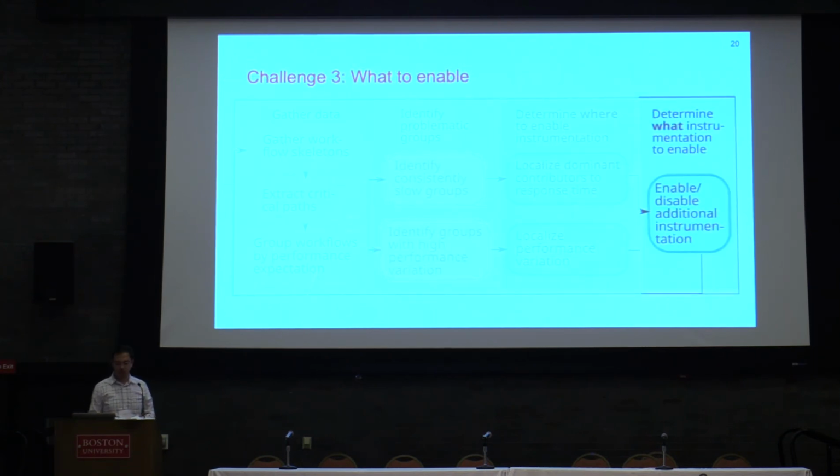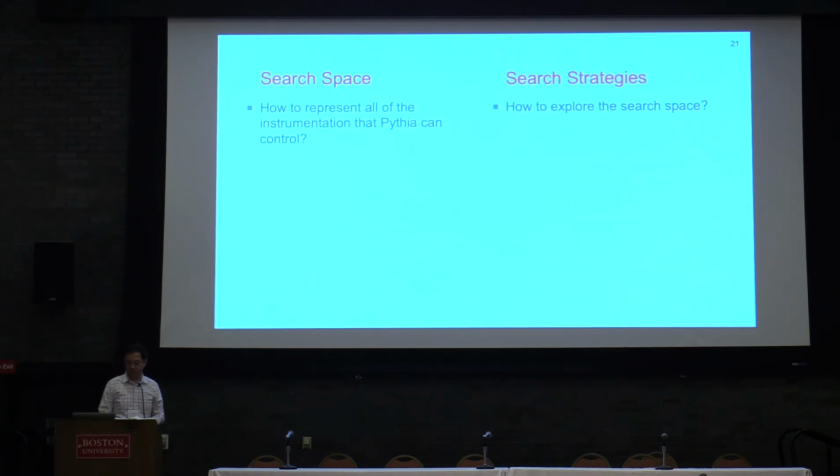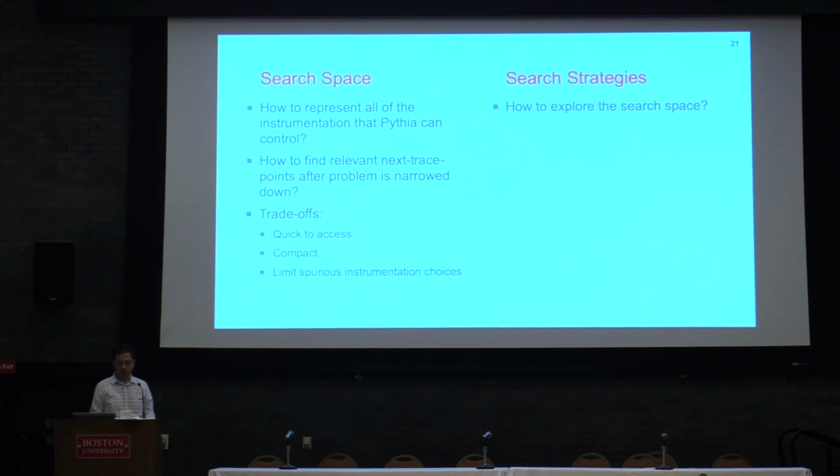And the third challenge is deciding what to enable after we have localized the problem. For this, Pythia uses a search space and search strategies. The search space is basically how we represent all of the instrumentation that Pythia can control. And the search strategies are ways to traverse this search space. So the search space helps us find the relevant next trace point after the problem is narrowed down.